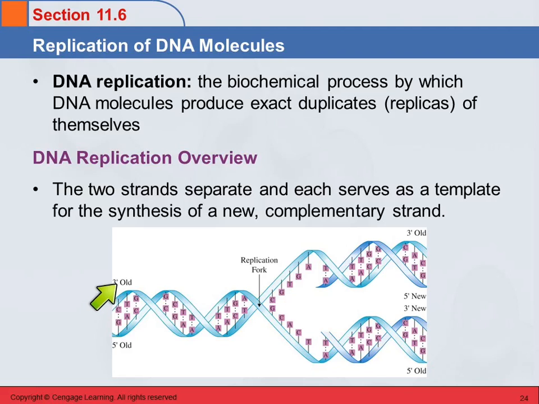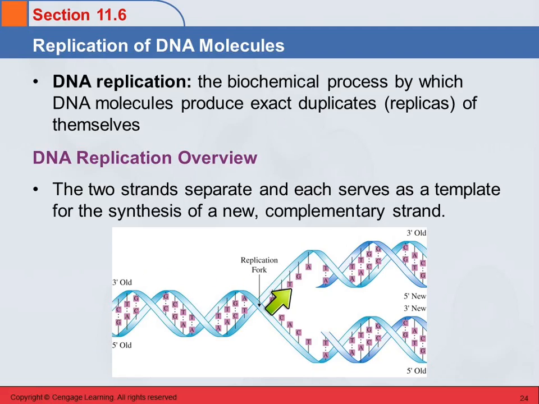This is 3' to, this one twists around and comes down here to 5', and this one's 5' to 3'. They're going in opposite directions, and their bases match up. Remember, C and G always pair together, T and A always pair together.